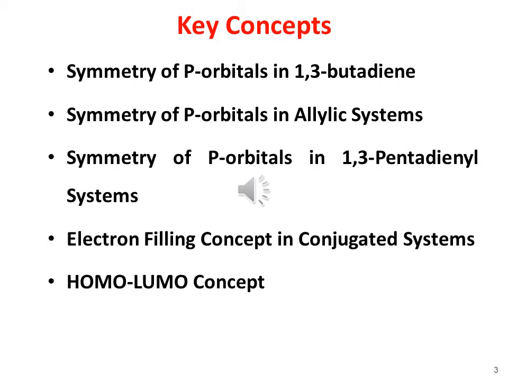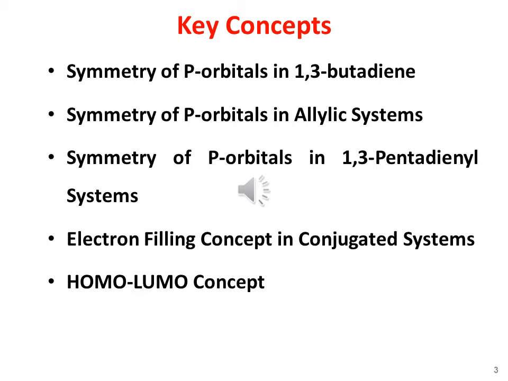So there are four forms of 1,3-butadiene: one is the neutral, the other is the cationic form, the third is the anionic form, and the fourth is the free radical form. We will study the symmetry of p orbitals in these four forms. Similarly, we will also study the allylic system in its neutral, cationic, anionic, and free radical forms.